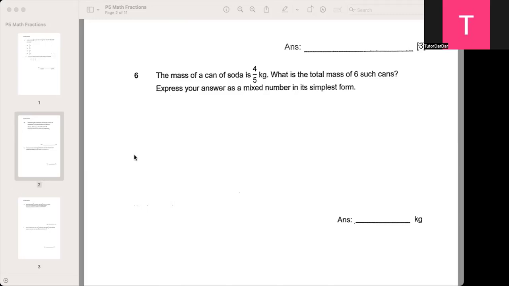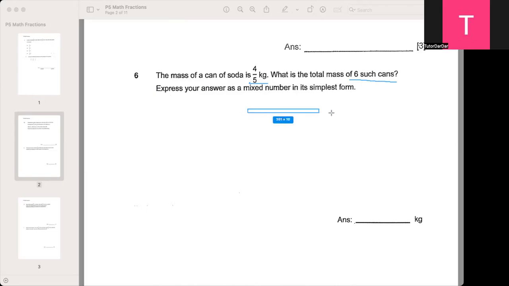Next question. The mass of a can of soda is 4 out of 5 kg. What is the total mass of 6 such cans? This is a very simple question, but I will still draw a model to explain to you. In exam, you don't have to draw a model if you understand what is happening.